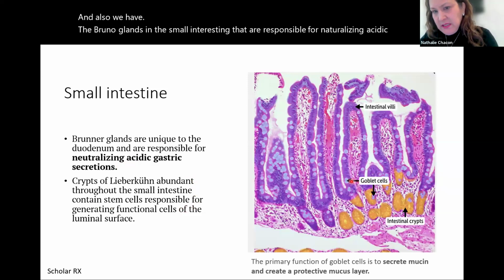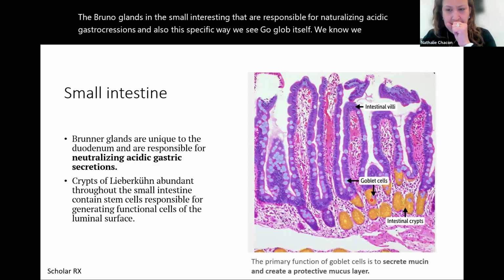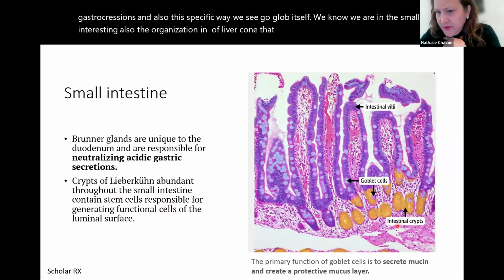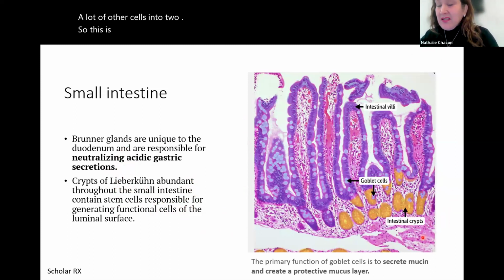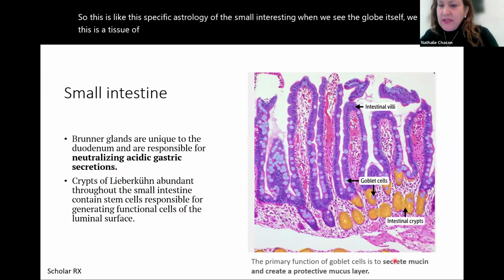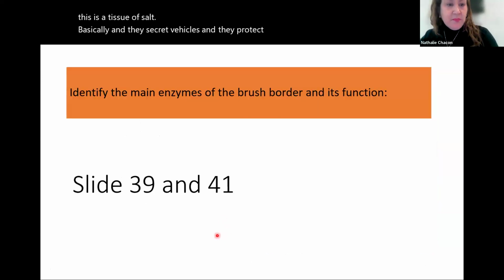And also, when we see goblet cells, we know we are in the small intestine. Also the organization in crypts of Lieberkühn, which have a lot of other cells. This is a specific histology of the small intestine. When we see the goblet cell, this is a tissue of the small intestine. They secrete mucin and mucus, and they protect against excessive acid.